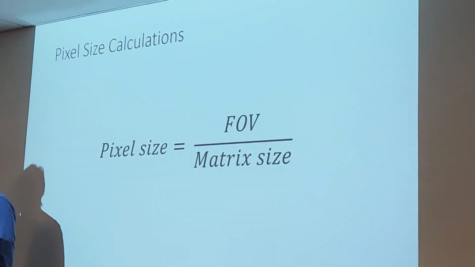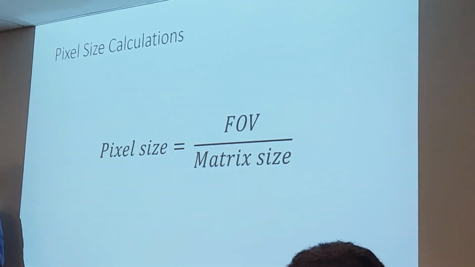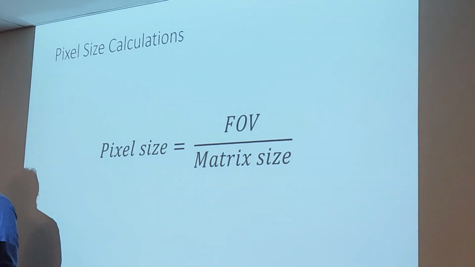So, new equation. Pixel size equals field of view divided by matrix size. So the size of your pixel is equal to the field of view over your matrix. So that's going to be in micro. This would be in terms of micrometers usually.